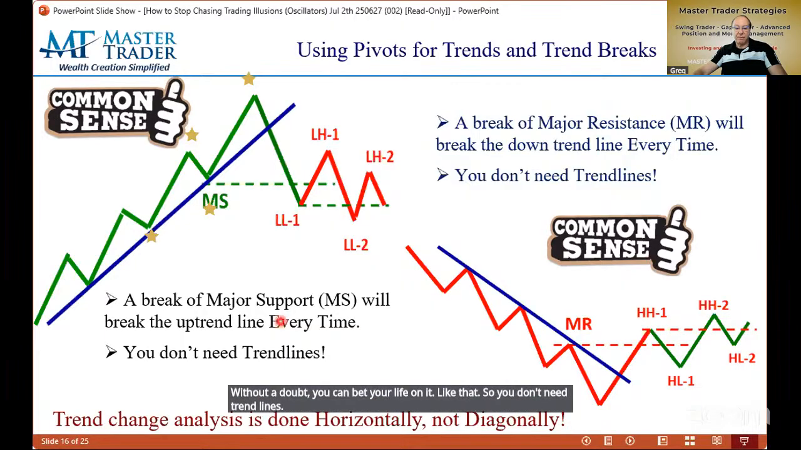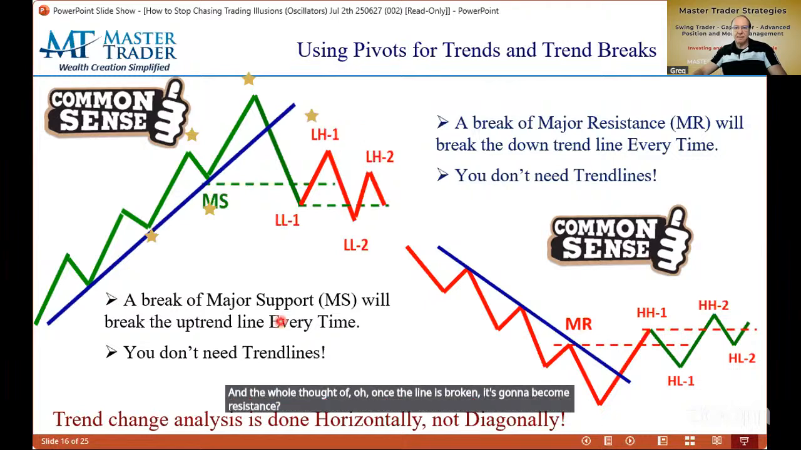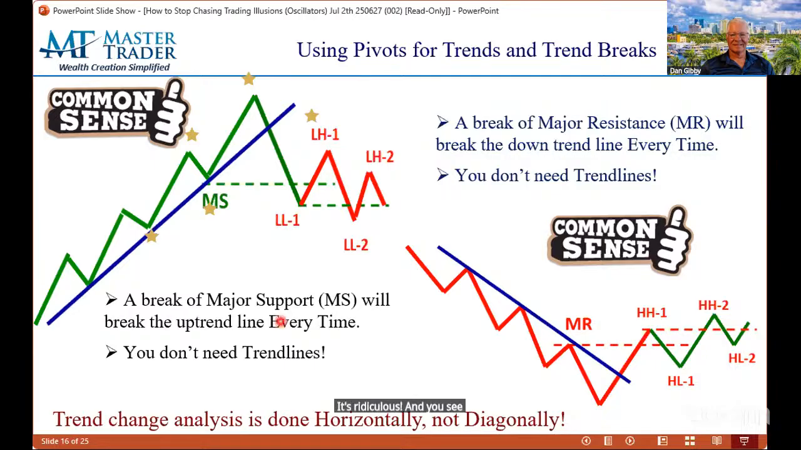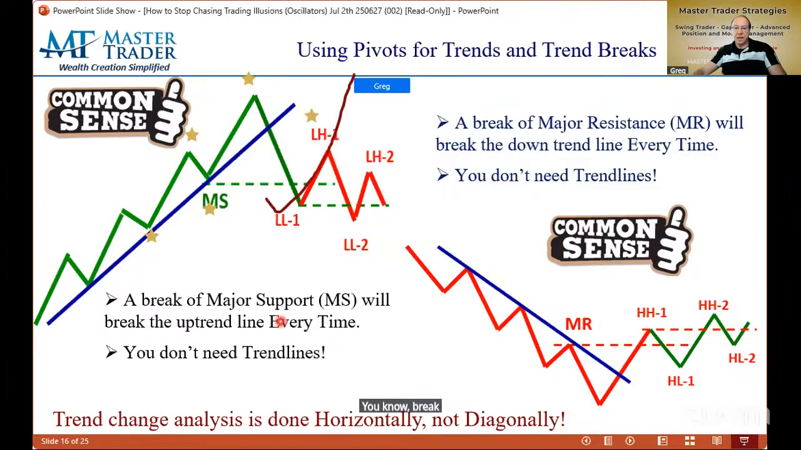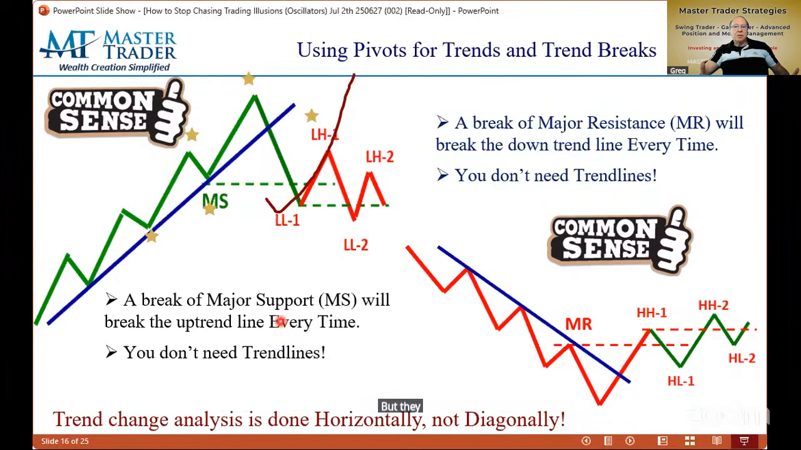And the whole thought of, oh, once the line is broken, it's going to become resistance, it's ridiculous. And you see prices break just like you were shown in that prior thing, and it goes back up. You start questioning yourself that you're the one doing it wrong, right? Everybody else can't be wrong. The guy on CNBC can't be wrong because they're all doing the same thing, but they've all learned to do this.